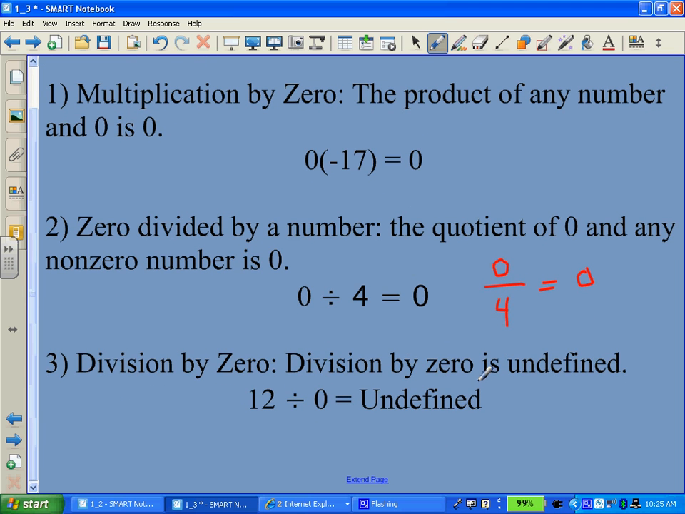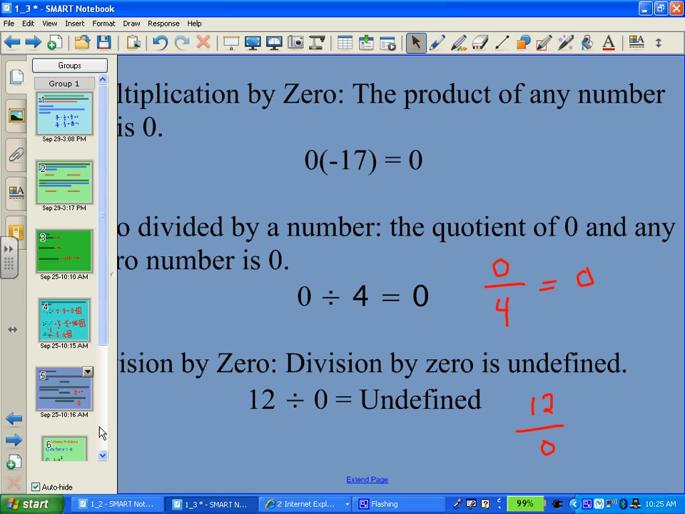Now, if 0 is on the bottom, meaning you're dividing by 0, okay, if you think of it in fraction form, 12 over 0. You can't divide by 0. It's actually impossible, because division asks how many times does 0 go into 12. Okay, well, you could add 0 to 0 as many times as you wanted and you would never get to 12. So you can't divide by 0. So when we have division by 0, we say it's undefined. Okay, so when 0 is on the bottom, it's undefined. When it's on the top, it's 0. Okay?